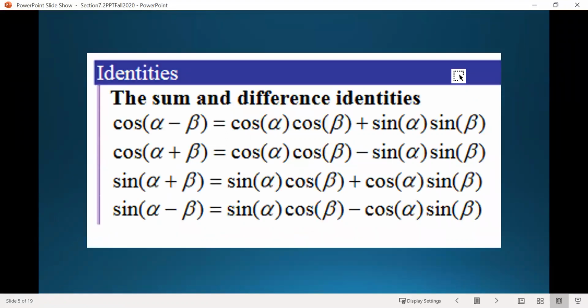So as a reminder, the identities we're working with, the sum and difference identities, are these ones here. As I said in the previous video, you do not necessarily have to memorize these. However, it will be important that you're familiar with them, and mostly familiar with using them.